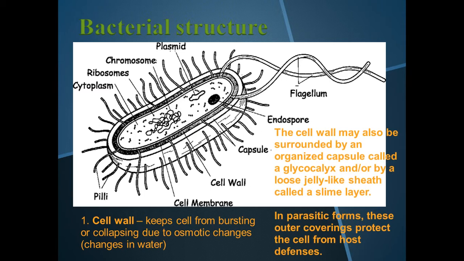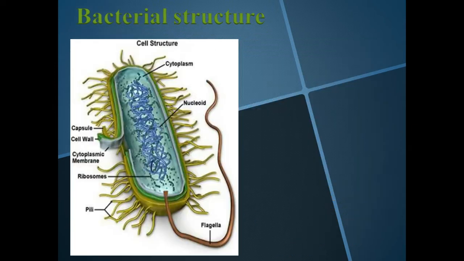The cell wall might also be surrounded by an organized capsule called the glycocalyx, or by a loose jelly-like sheath called a slime layer. So that's what you see beyond the cell wall right here. This would be either the slime layer or the glycocalyx that in addition surrounds the cell wall. In parasitic forms of bacteria, this outer covering protects the cell from the host's defenses. So if you were to get bacteria into your body, of course your body is going to try to fight that as an infection. And the extra capsule around the outside of the bacteria helps fight against your defenses.